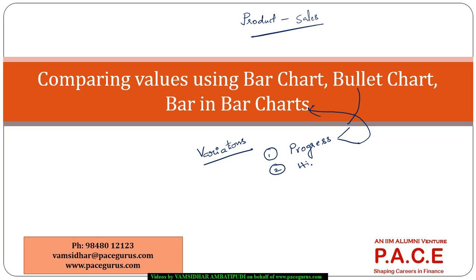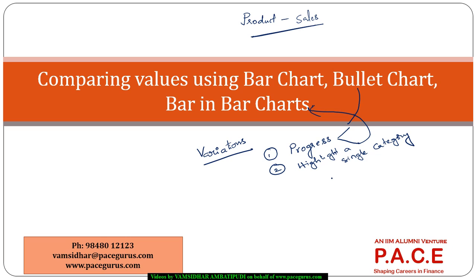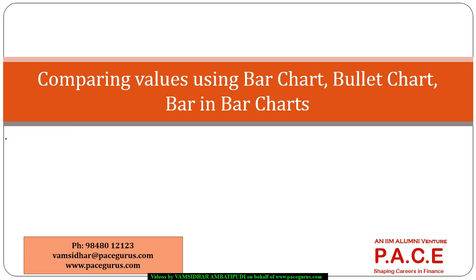And the second variation we can look at is, what if I want to highlight a single category? I'm a seller, or I'm a manager of one of the brands of coffee, one of the products. So I want to see how my product is doing vis-a-vis the others. That is where we do a highlighting of a single category. So let's start with bullet charts first.